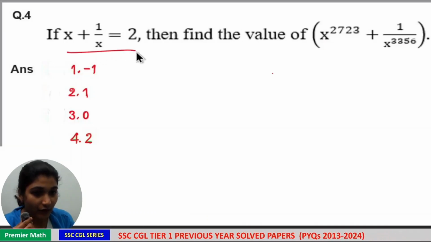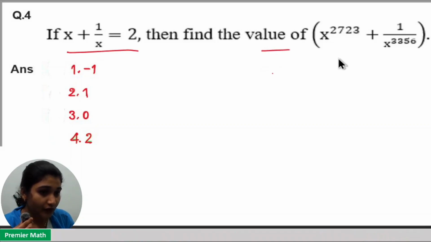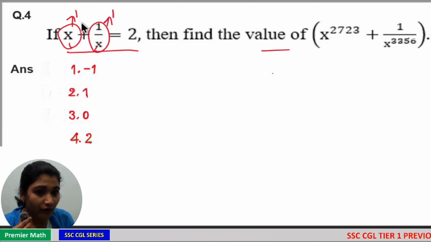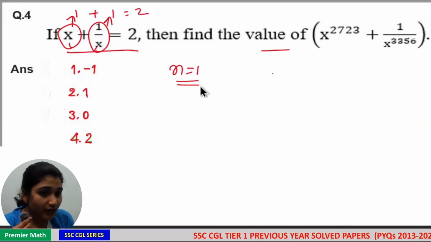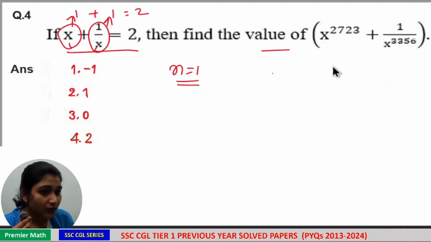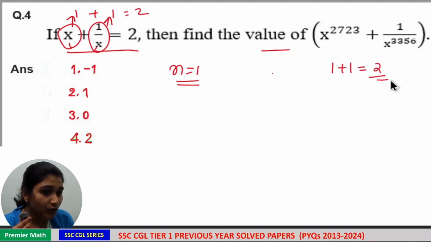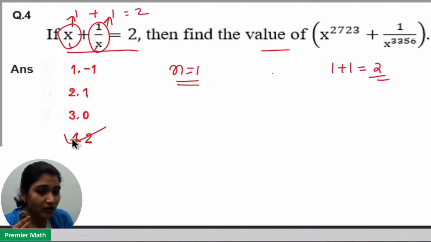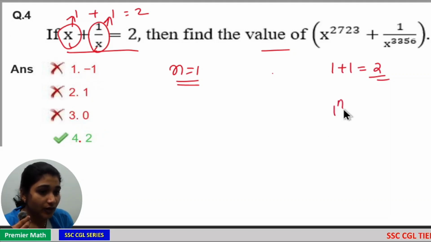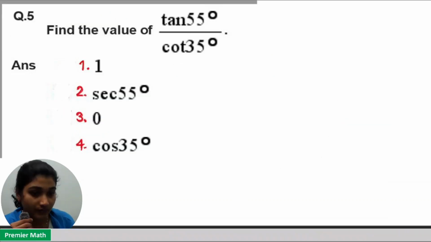If x plus 1 by x is 2, then find the value of this. Here, x plus 1 by x 2 means x should be 1 and 1 by x should be 1. 1 plus 1 is equal to 2, which means here x is equal to 1. X is 1 means answer of this is equal to 1 plus 1, 2. Option 4 is your answer. 1 raised to any number is equal to 1 itself.